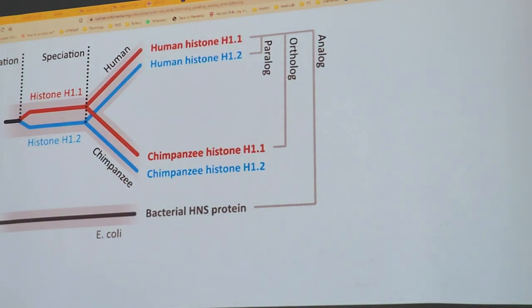The good example for this is cryptochrome just now. Right. Isn't it analogous? Your plant has it, now the birds have it as well. Is it analogous, orthologous, or what? No.